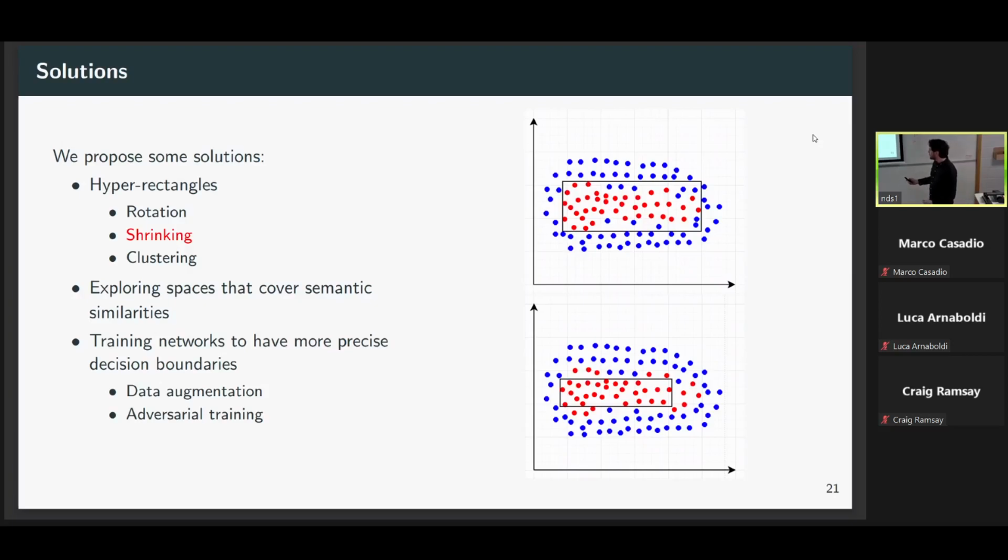One such way is just to shrink the rectangle to exclude the negative points. So you see this one is the smaller and does not include positive points. Do you have any questions until now?